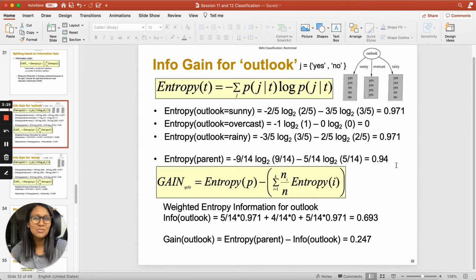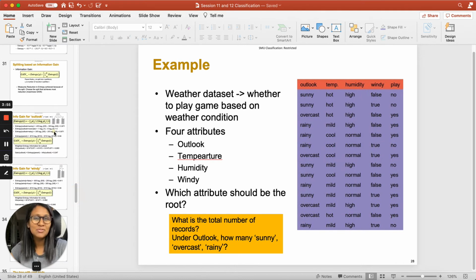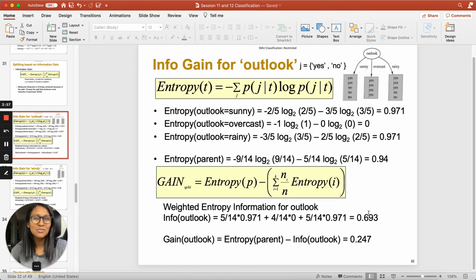So we will start with the outlook attribute. Just to remind you, this is the data set we are talking about, and we want to decide the root node for it. We will start with outlook, then try out temperature, humidity, windy. We will calculate the information gain one by one, and whichever attribute gives us the maximum information gain will be our root node. I'm going to run you through one example, and then you can try out the others by yourself. The calculations are given in the subsequent slides.